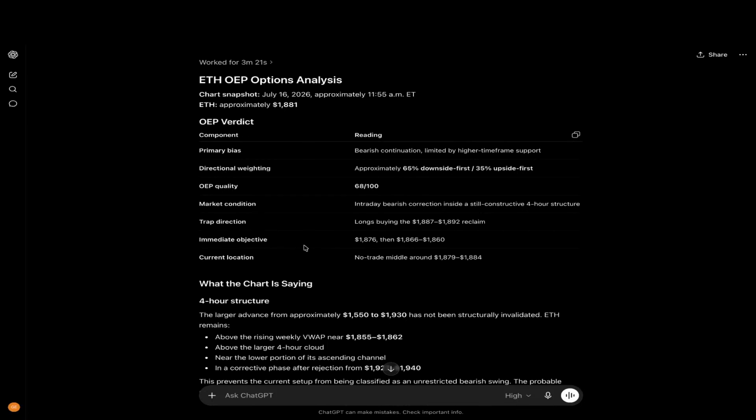So the immediate objective is going to be 1876, then 1866, 1860. That's where ChatGPT is saying there's the highest probability of occurrence based upon the data that's set forth. So the current location: no trade. You should not be wagering on either side because there isn't a sufficient amount of data to give you a high probability to profit.